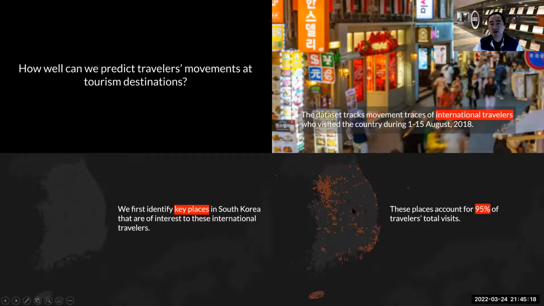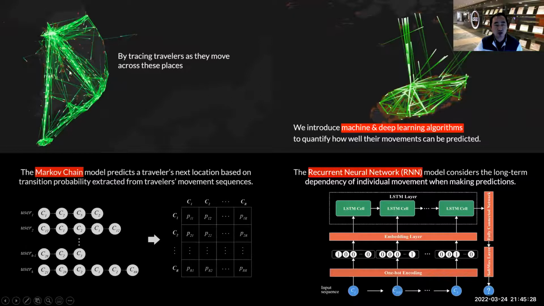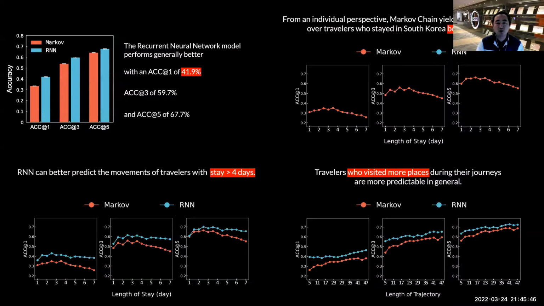We analyze the nationwide data sets in South Korea. We try to identify the places people are interested in visiting, and then see how they move across these places, both within cities and across cities. Then we come up with 2 different algorithms. One is the very simple Markov chain method, and the other is a recurrent neural network model that can capture the more long-term dependency in people's travel patterns. Then we evaluate the predictability of travelers' movements, which types of people are more predictable, and the difference between the 2 models.